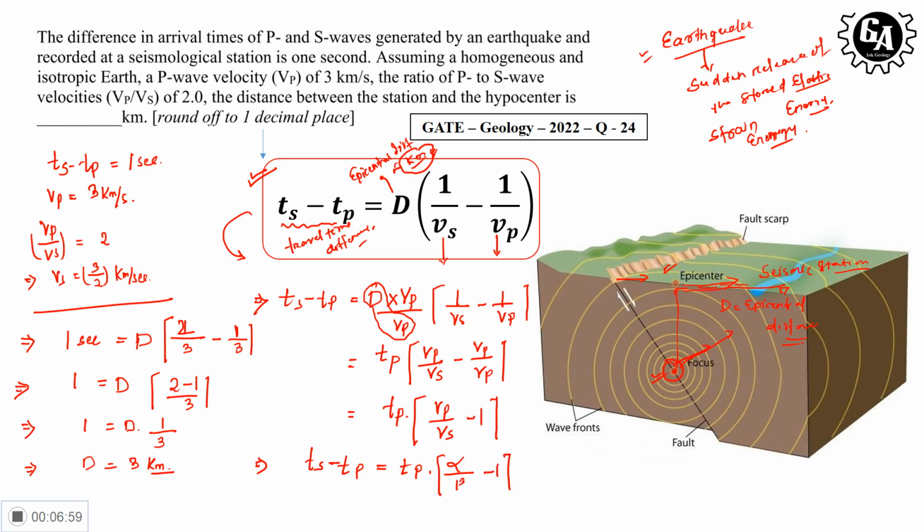So this is the expression of travel time difference: if the velocity of the p wave and the travel time of the p wave are given instead of the epicentral distance, then this formula can be used. We can also calculate for ts, and then it will be 1 minus beta by alpha, which is another formula. So in this case we are getting the answer to be 3 kilometer.